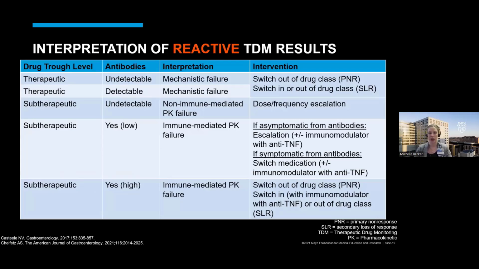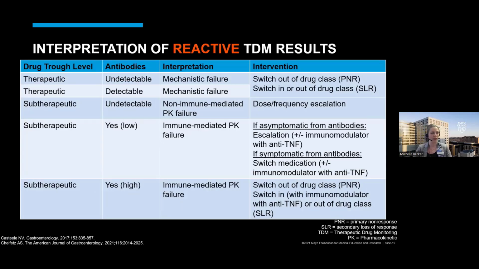When we think about that reactive therapeutic drug monitoring, the situation is usually the patient is either not responding or maybe has had some response or incomplete response. How do we interpret results from laboratory tests? So to orient you to this chart, we'll use this chart on this slide as well as the next slide as we look at proactive monitoring. But we see the drug trough on the left-hand column, antibodies, which are going to be detectable or undetectable, and then we'll look at that interpretation and proceeding intervention.